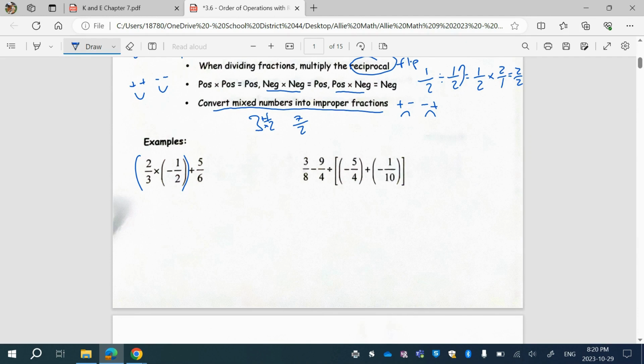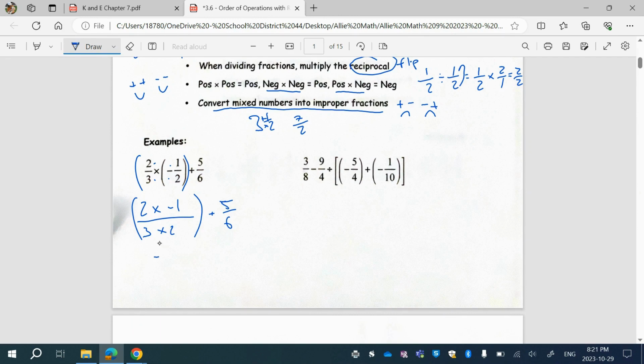So let's do that part first. The other thing is addition, and multiplication goes before that. So multiplication, we just need to multiply the tops. We need to multiply the bottoms. So let's go 2 times negative 1 over 3 times 2. And then we still have that 5 over 6 over there.